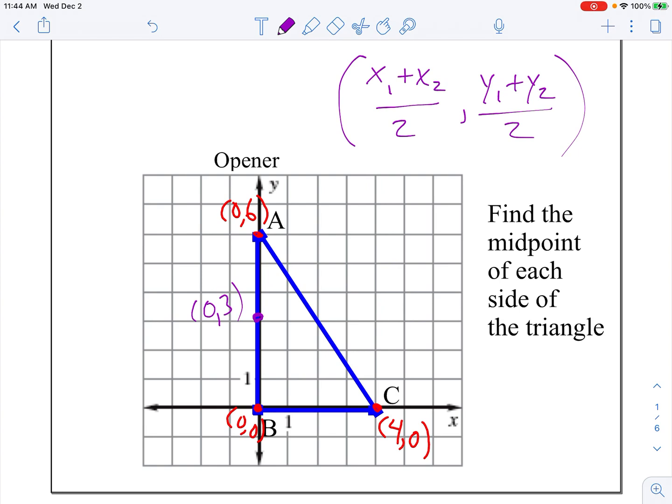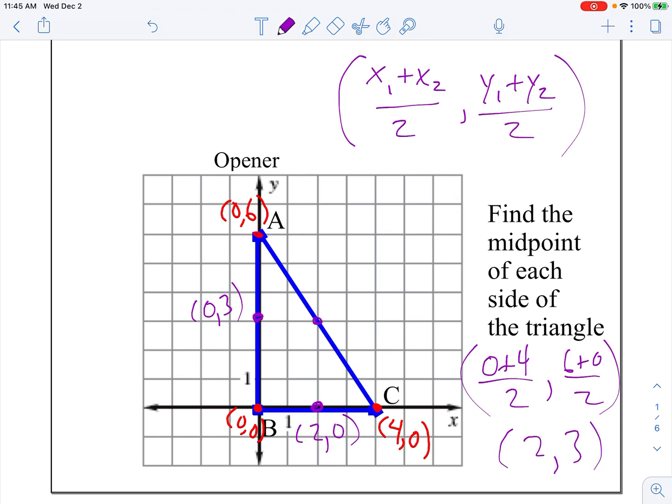For segment BC, 0 plus 4 is 4. Divided by 2 is 2. 0 plus 0 is 0. Divided by 2 is still 0. So for BC, we get this point of 2, 0. Now for AC, and this is the one I'll show you how to do, it is 0 plus 4 divided by 2, and it is 6 plus 0 divided by 2. So we get the point 2, 3. So those are your 3 midpoints of your segments.